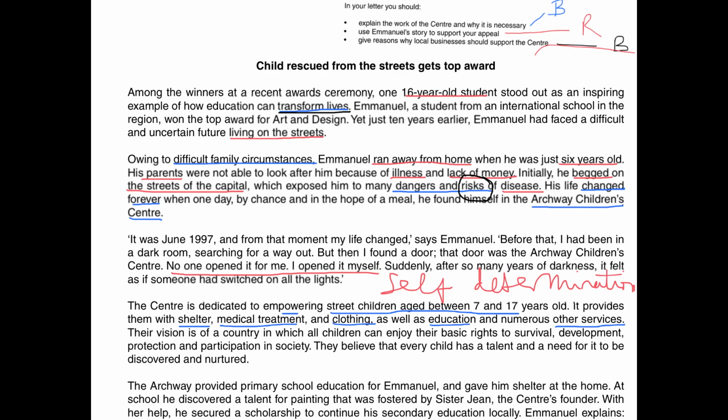Okay. It's got a vision, so I might mention that. But I think that's more about why the businesses should support them, actually. So I'm going to go with black. So businesses are going to help create this vision, basic rights for survival, and participation in society. Going to develop every child's talent and nurture it. Okay, I probably don't need nurture, I'll get rid of that.